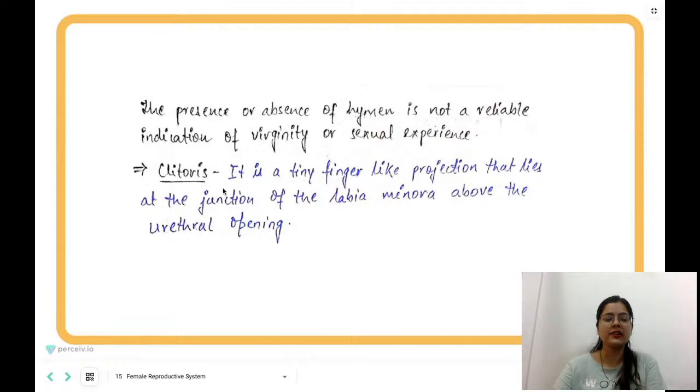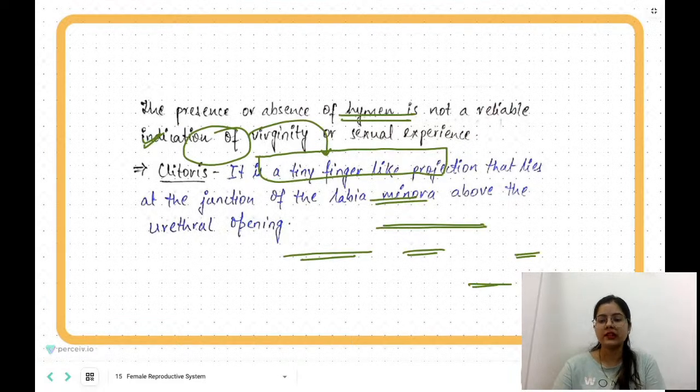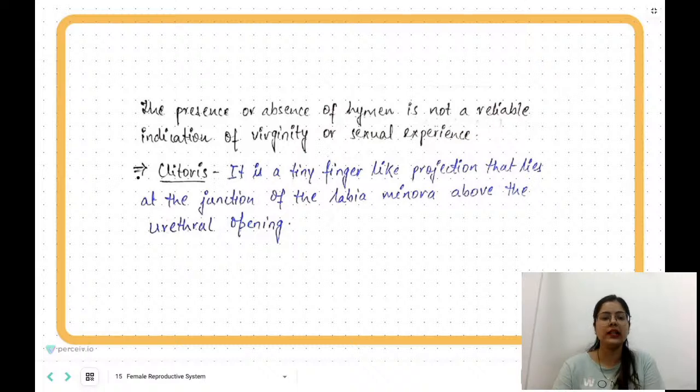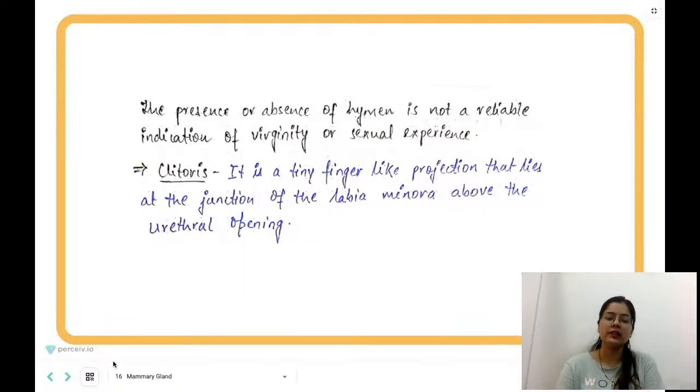And the last component is your clitoris. The clitoris is a finger-like projection that is just beneath the mons pubis, at the enclosing junction of the labia minora, and it is above the urethral opening. So this is all about your external female genitalia that we have seen.